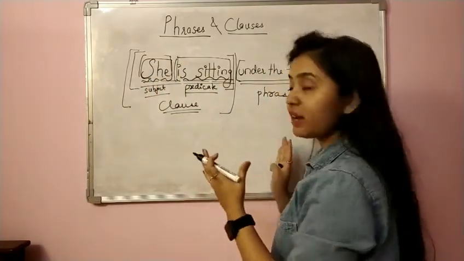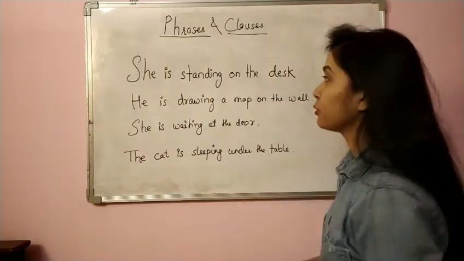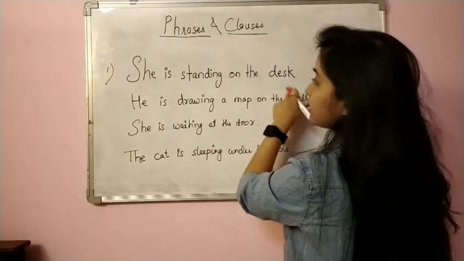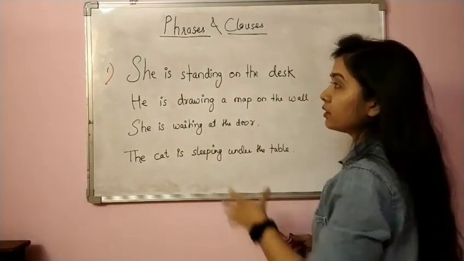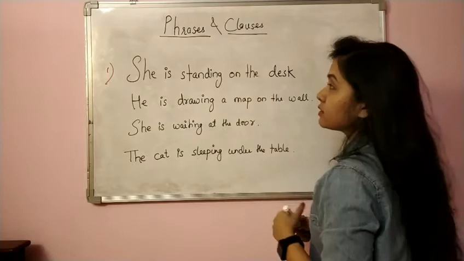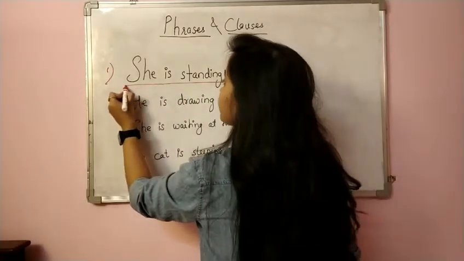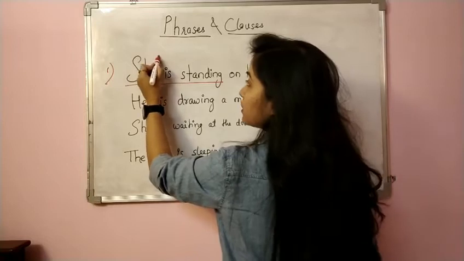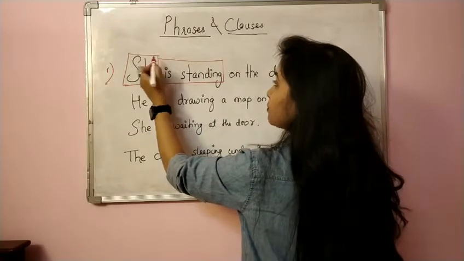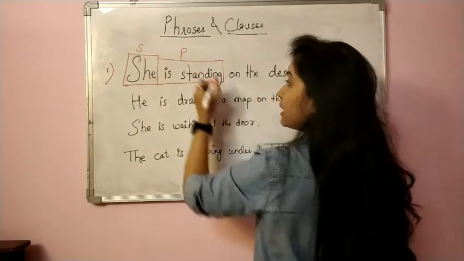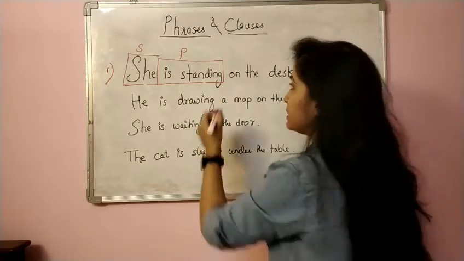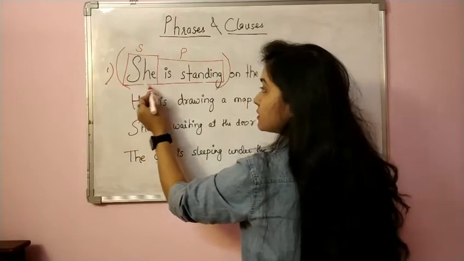So I hope you guys understood. Now let's look at these examples. The first example says, she is standing on the desk. Here you can easily identify which is the clause and which is the phrase. So here, she is standing, where you can easily make out that she is the subject and is standing is the predicate. She is standing is giving a wholesome meaning, कि वो खड़ी है. That means this is a clause.